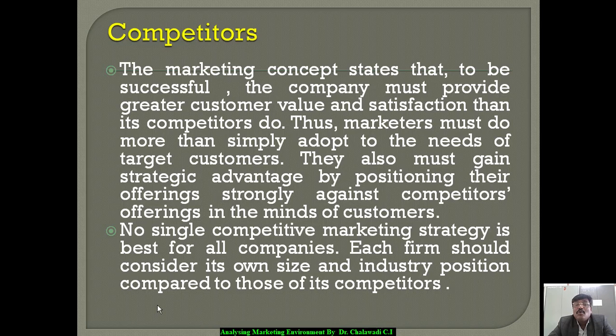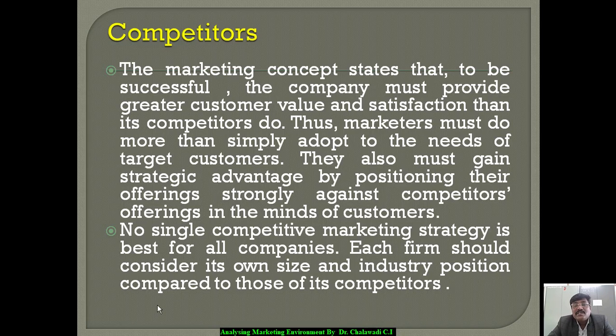So here they have to divide the market into different groups. They have to position their products in the target customers' minds. All competitors are doing like this, right? So as a business manager or as a marketing manager, I should know who my competitor is, how he is providing value to the customer, how he is satisfying the customer, and what steps I have to take to satisfy my customer, right?